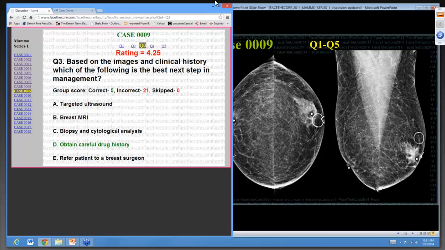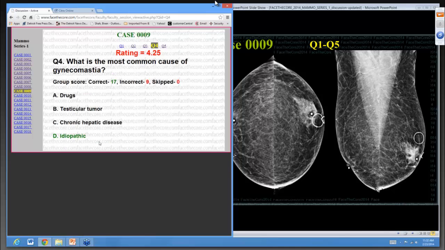Obtain a careful drug history. You wouldn't want to do a targeted ultrasound. Gynecomastia on ultrasound looks kind of ugly, and one would feel more prone to want a biopsy. We can detect gynecomastia just on the mammogram. If there was an actual mass that we saw on the mammogram, then we would proceed to an ultrasound. We wouldn't need to biopsy it for cytological analysis, and we don't need to refer the patient to a breast surgeon or even perform a breast MRI.